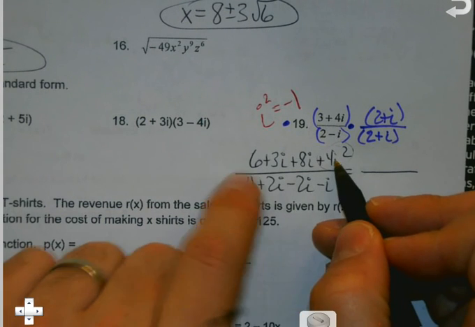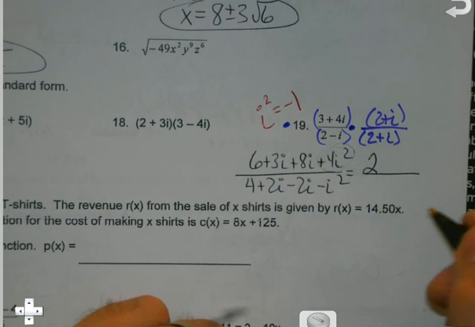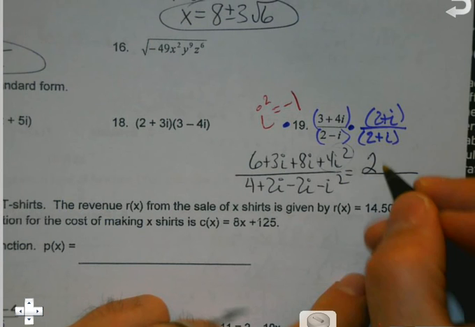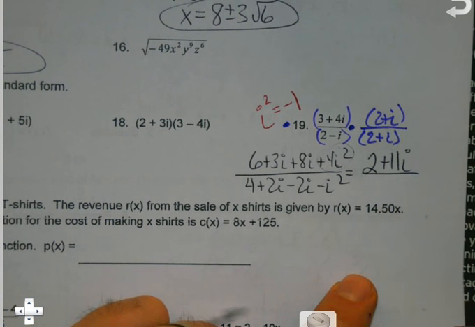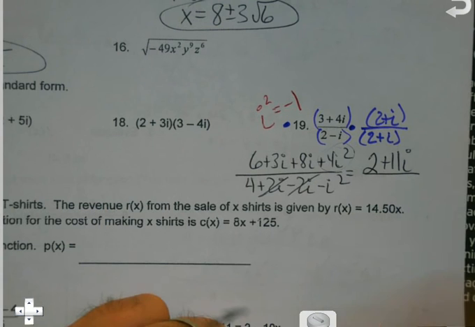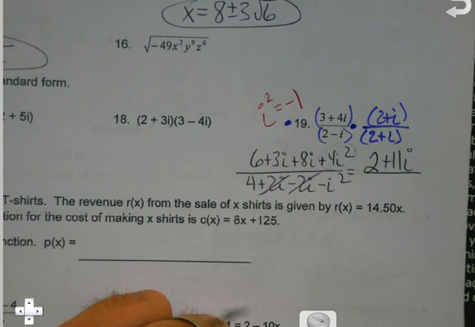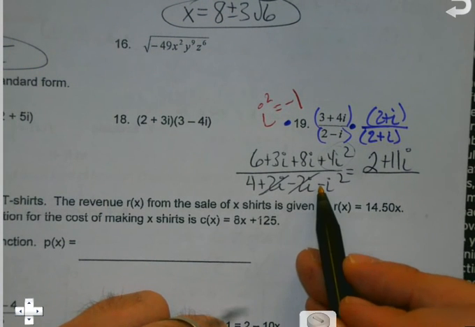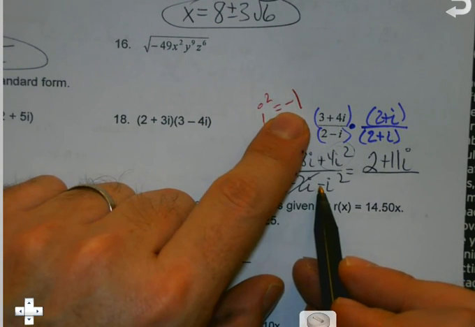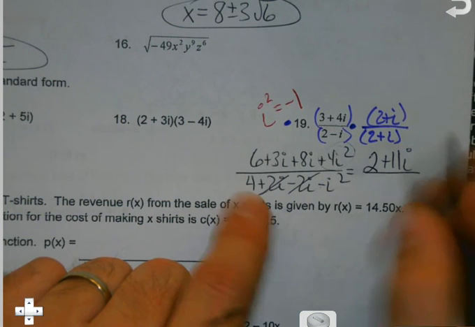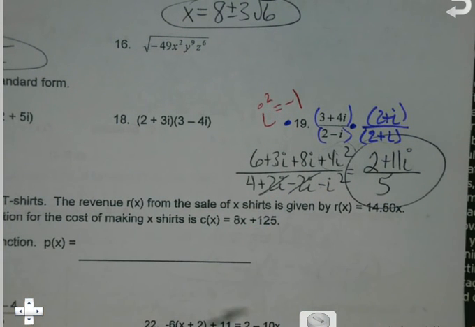So -4 plus 6 is 2. 3i and 8i is 11i. Plus and minus 2i cancel. That's good because we don't want any i's in the denominator. And then the opposite of negative 1 is positive 1. So positive 1 plus 4 is 5, and I'm set.